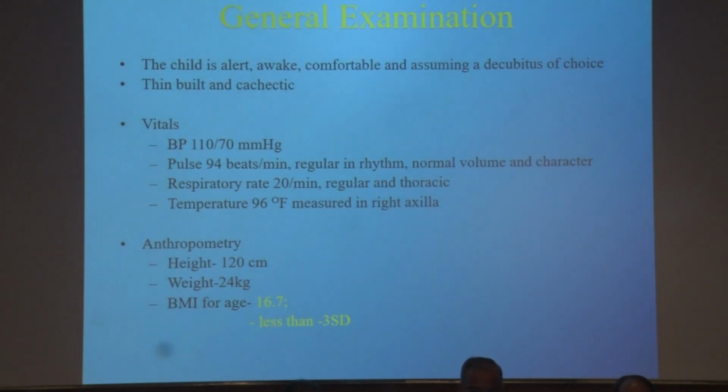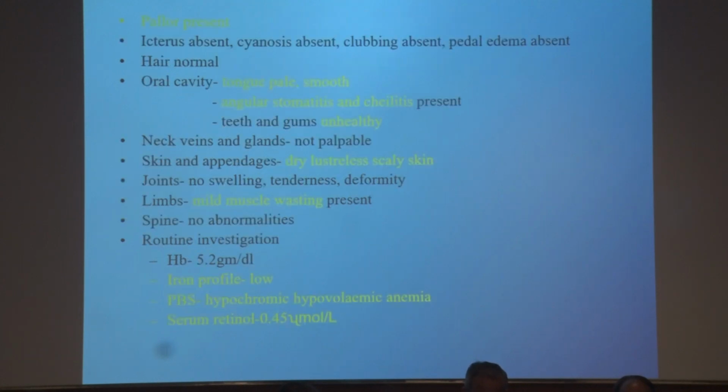On general examination, the child was alert, awake, comfortable, and assuming a decubitus of choice. She was thin-built and cachectic. The vitals were within normal limits. On anthropometry, her height was around 120 centimeter and weight around 24 kg, both of which were below -3 standard deviation, and her BMI was around 16.7, which is also less than -3 standard deviation.